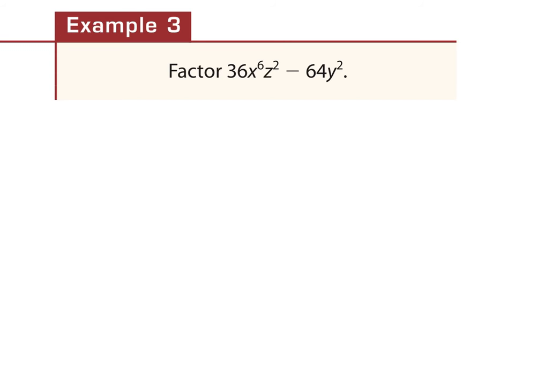We have an x, z, and a y, right? X, z, and a y. So only the 4 comes out. So we're going to take my 4 out. All right. 36 divided by 4 is 9. And I did not touch my variables. No variables came out. 64 divided by 4 is what? 16, right? 24 divided by 4 is 16.